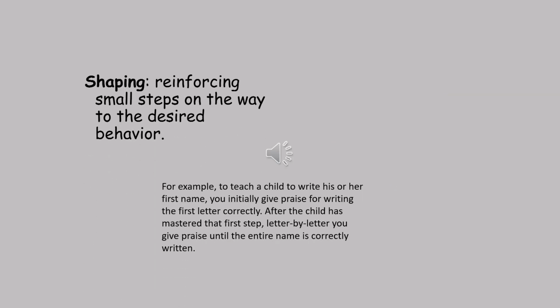Another type of operant conditioning is called shaping. This is reinforcing in small steps and guiding someone into a desired behavior. The example I've listed, if you want to teach a young child to write their name, instead of waiting until they can write their whole name to give them a reinforcer, a reward, you might want to encourage them along the way. Reinforcing small steps. For example, you could give them a reward, a reinforcer, for each letter that they write. And this will give them the encouragement they need in order to write their full name.